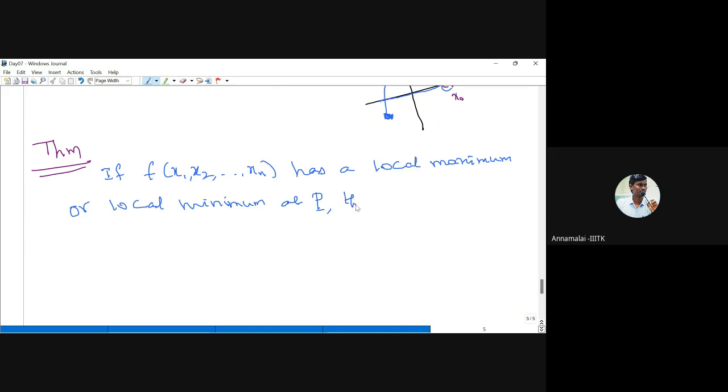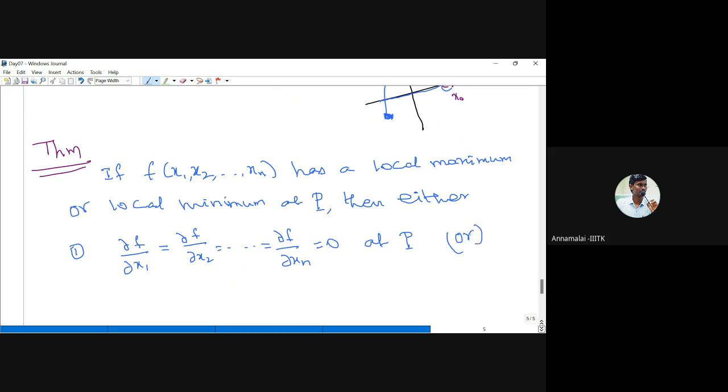Then the theorem says either the first thing: all the first partial derivatives of f, that is ∂f/∂x1 = ∂f/∂x2 = ... = ∂f/∂xn, are 0 at a point P. Or, at least one of the partial derivatives does not exist.